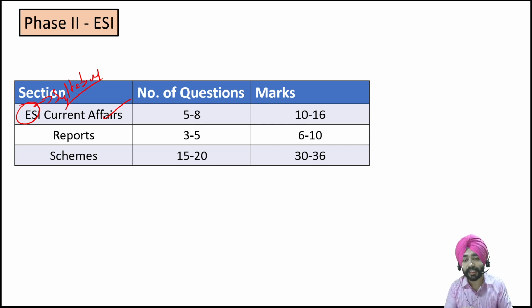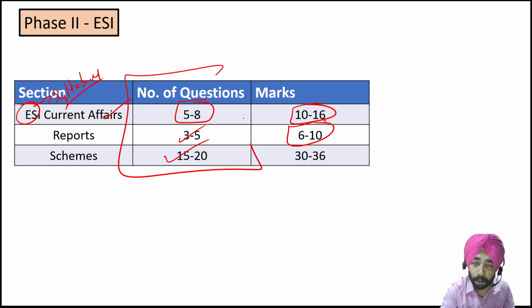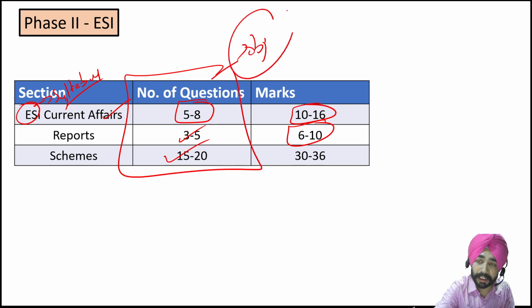So read ESI current affairs: 5 to 8 questions can be asked from that, which consist of 10 to 16 marks. Then again reports: 3 to 5 questions can be asked, which consist of 6 to 10 marks. And in schemes, 15 to 20 questions are asked in the objective paper, which consist of 30 to 36 marks. So here schemes are a dominating factor in Phase 2 of the examination.